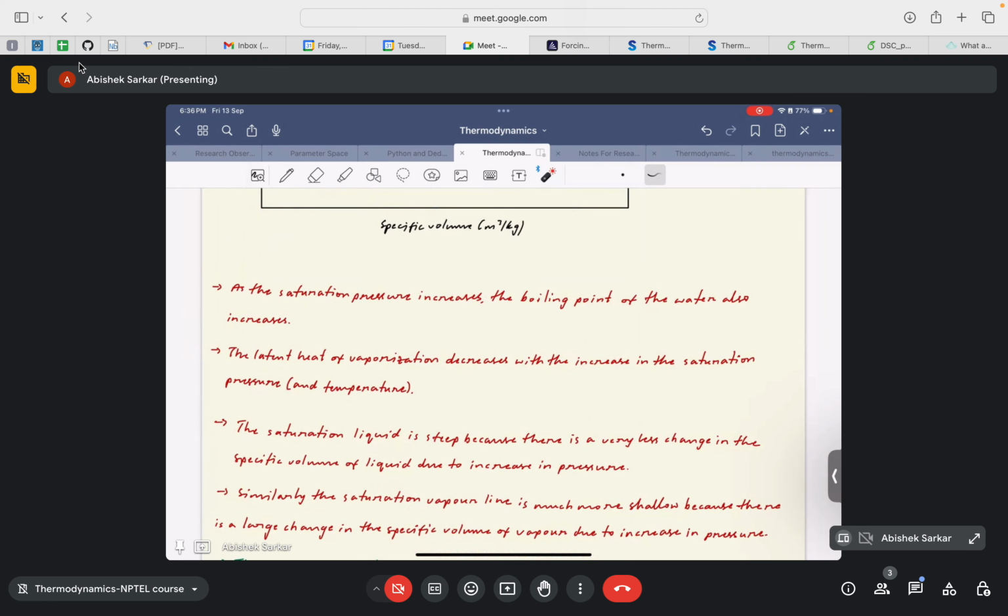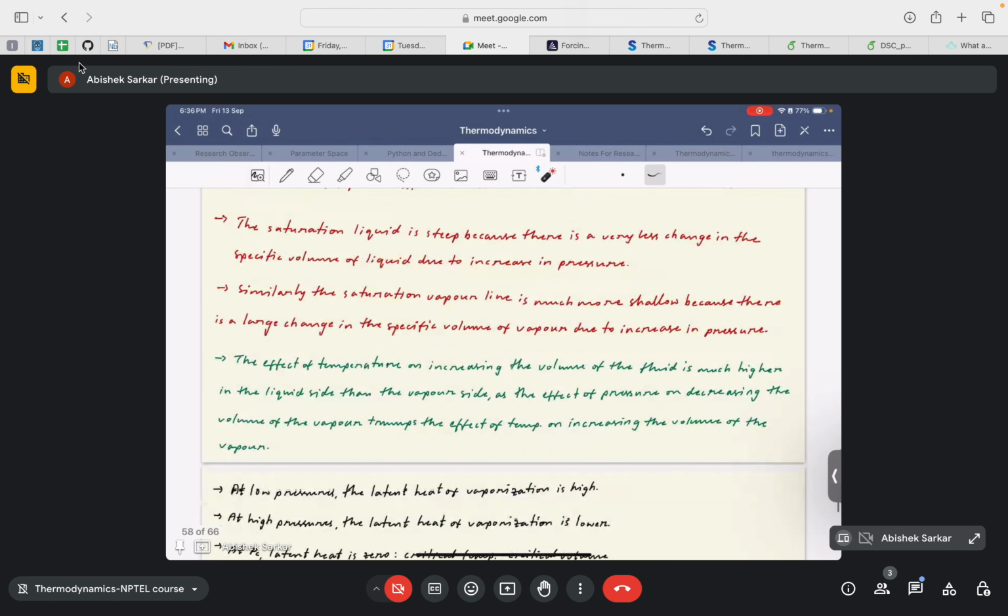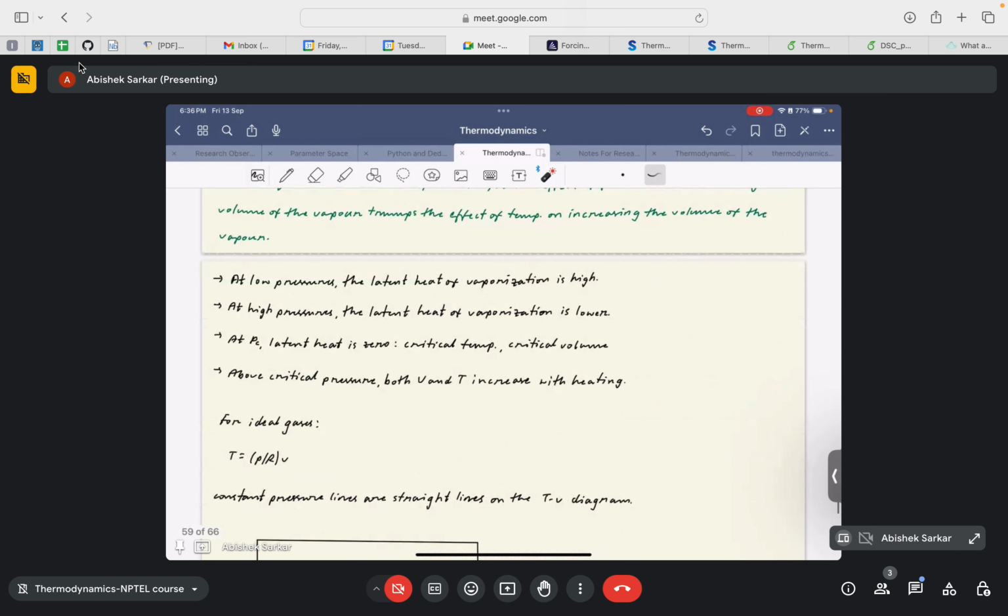Okay, so this is something that I already discussed. I will not go through it. These are the key points to obtain from the plot that I just discussed. At low pressures, the latent heat of evaporation is high. At high pressures, the latent heat of evaporation is lower. At PC, the latent heat is zero. The corresponding temperature is the critical temperature, and the corresponding volume is known as the critical volume. And above the critical pressure, both the volume and temperature increase with heating.